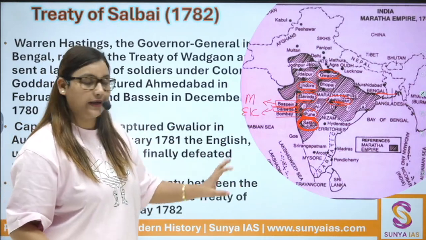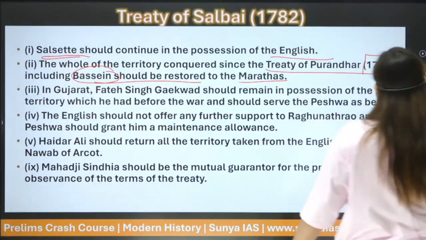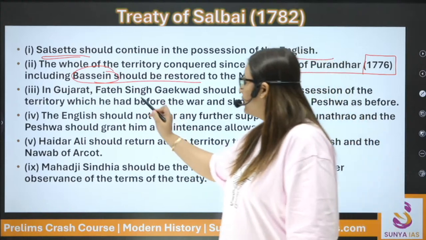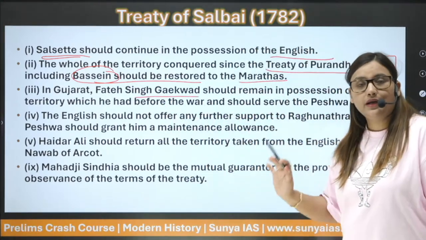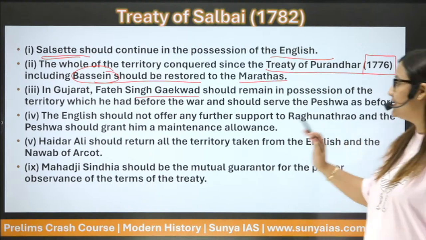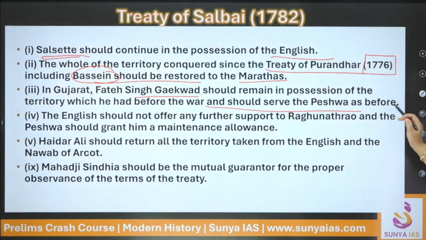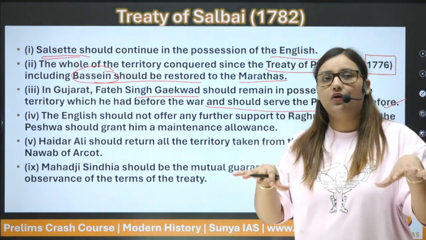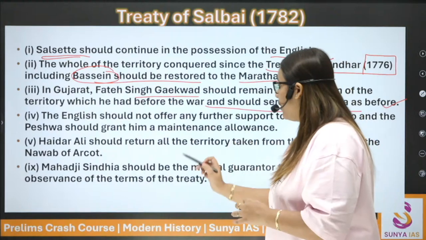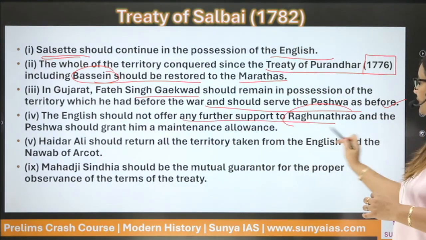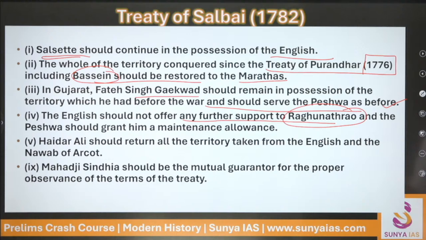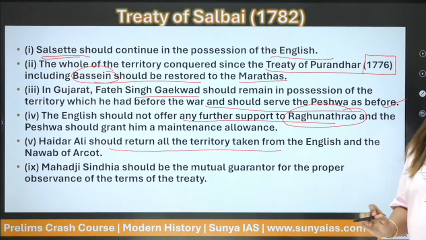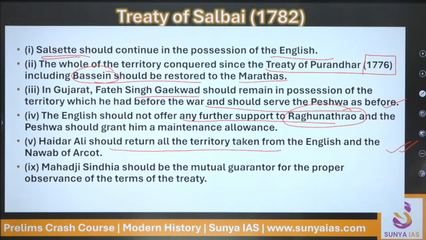You will understand everything. Now, according to this Treaty of Salbai, there was a third provision that in Gujarat, Fateh Singh Gaikwad will remain in possession of the territory which he had before the war and should serve the Peshwa as before. Why? Because they wanted to restore peace in the Maratha Confederacy. The English should not offer any further support to Raghunath Rao, and the Peshwa should grant him a maintenance allowance. Haider Ali should return all the territory taken from the English and the Nawab of Arcot.